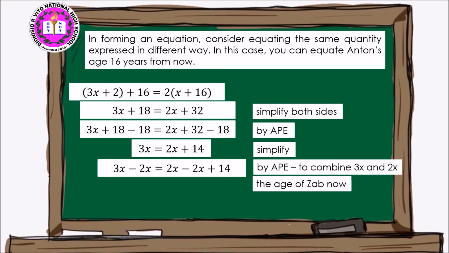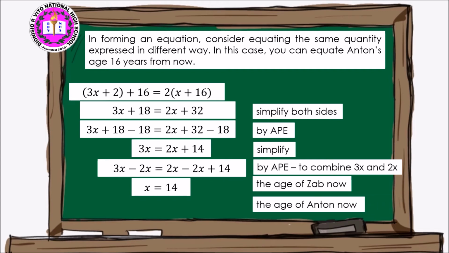Therefore, the age of Sam now is 3x minus 2x is x, which is equal to 2x minus 2x plus 14 is 14. Therefore, the age of Sam now is 14, which is x is equal to positive 14. Then the age of Anton now, we have 3 times 14 plus 2, which is equal to 44. And that is the age of Anton now.